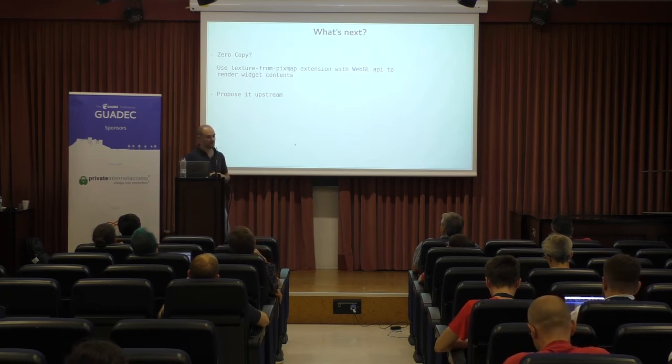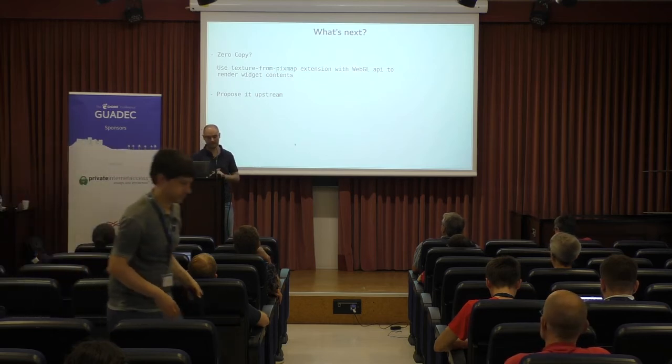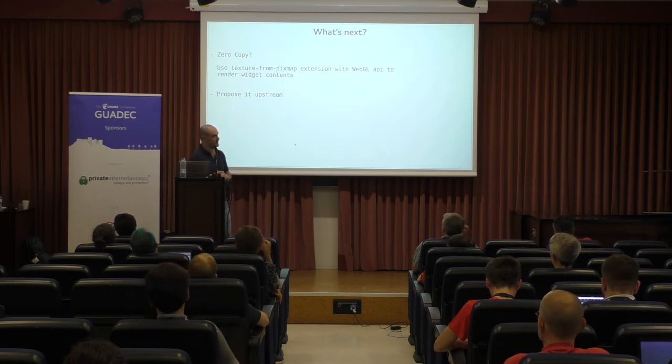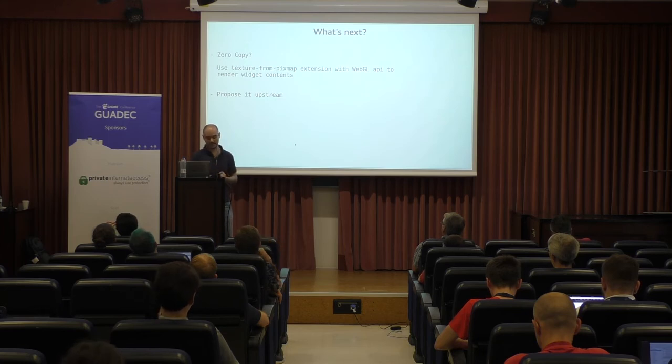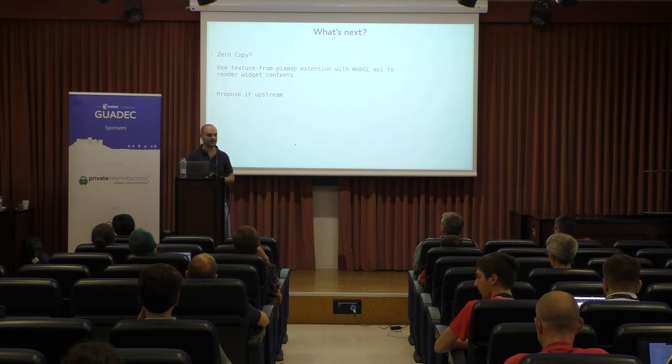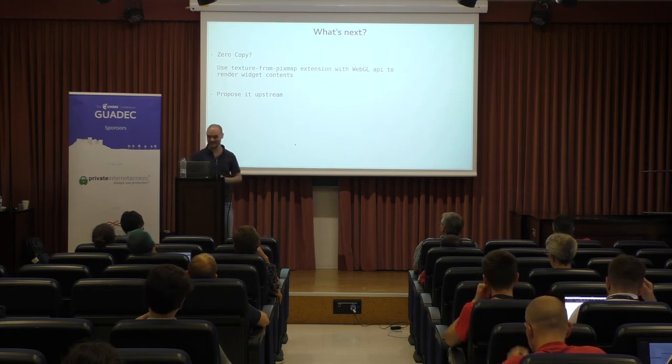So one idea I have is to try to use the texture from pixmap extension so that I can export the actual off-screen content as a texture and use it directly with WebGL. But I haven't looked too much into it, and that's probably going to need some work on WebKit itself, maybe to expose the GL context or something like that. But yeah, eventually, once I have some time to work on it, I would like to give that a try. If anyone knows if this is possible or not, please let me know.